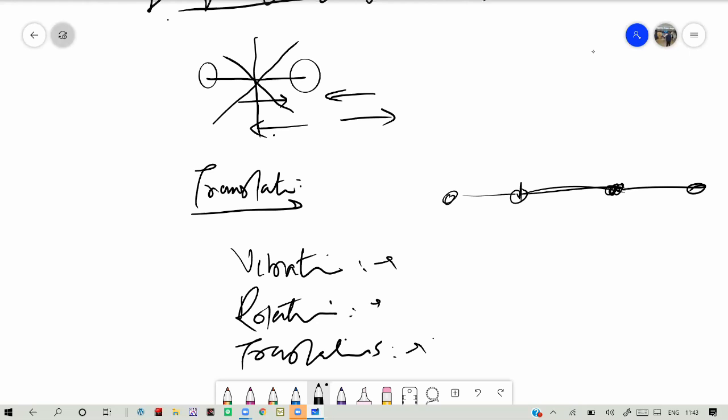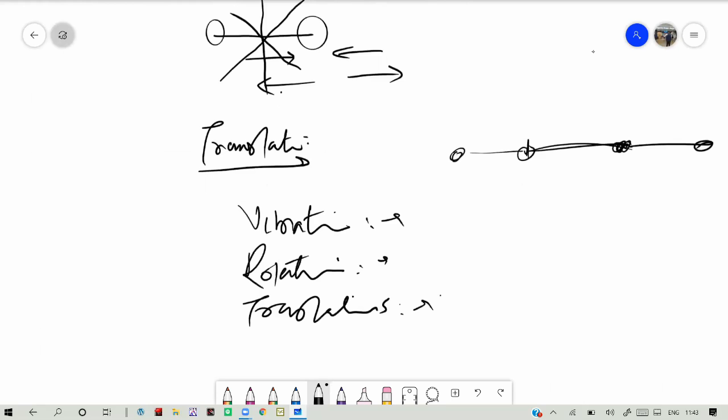And accordingly, the spectra will be classified. We can have a rotational spectra, we can have vibrational spectra, we can have translational spectra, or sometimes we have the combination of rotation and vibration. So that is called rotational vibrational spectra. We will see them in the later classes.